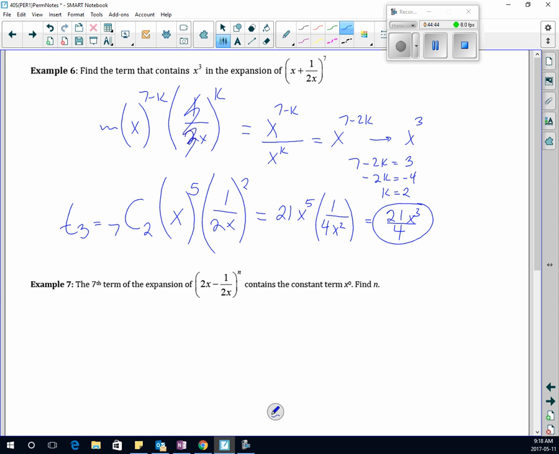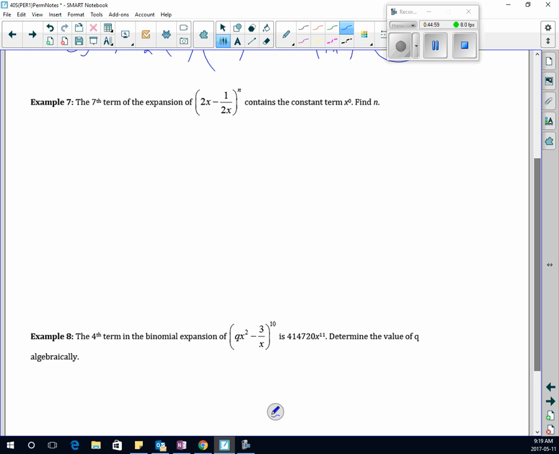Okay, so the next question is the reason why I prefer the algebra method over finding the pattern. Sometimes you're not given the n. If you're not given the n, you can't do the pattern way because you don't know what to start with, right? So, the 7th term, so what are they giving you when they tell you it's the 7th term? K equals 6, very good.